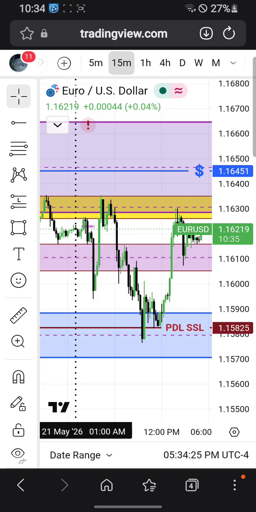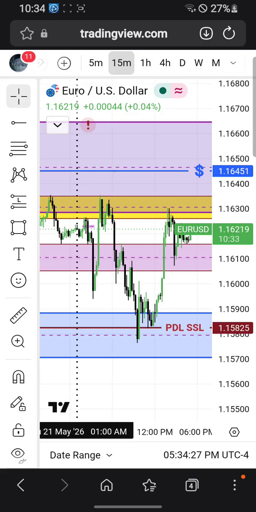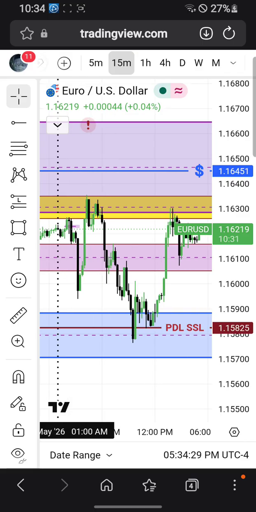This is consolidation. When the market goes into consolidation like this, that is where a lot of traders lose money, because the market will sweep every stop loss in the market. The price will sweep every stop loss in the market.